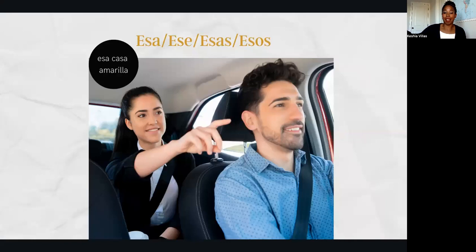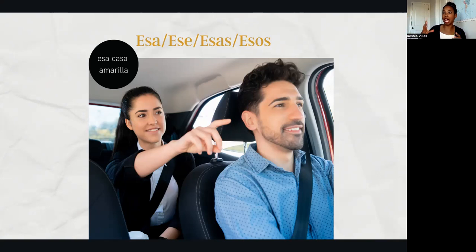Esa casa amarilla. Okay, we're throwing in a few other things here. We're throwing in a descriptive adjective, which we talked about last week. Descriptive adjectives go where? After a noun, which is what we see right here. Esa casa amarilla. Amarilla is that descriptive adjective. But our demonstrative adjectives, just like our possessive adjectives, go before the noun, which we've already seen. Esa casa amarilla would mean that yellow house. I almost said that house yellow. That's how it's directly translated, but in English we say that yellow house.